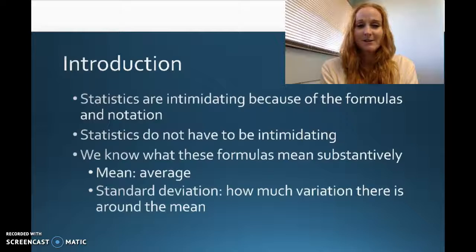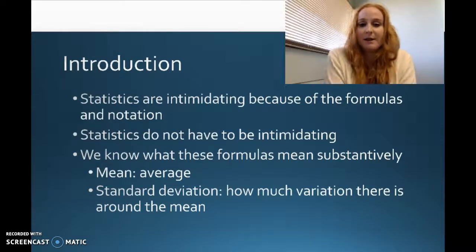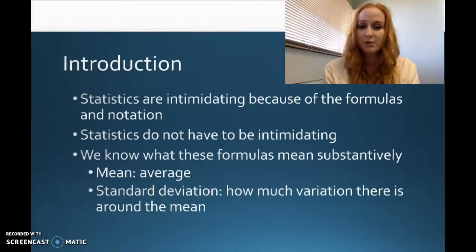So statistics are intimidating because of the formulas and the notation, but they don't have to be intimidating. We know what these formulas mean substantively. The mean is the average. The standard deviation is how much variation there is around the mean. That's it. So we're here to make things really straightforward and simple so that you can use statistics in a practical way for the kind of work you're going to be doing professionally.